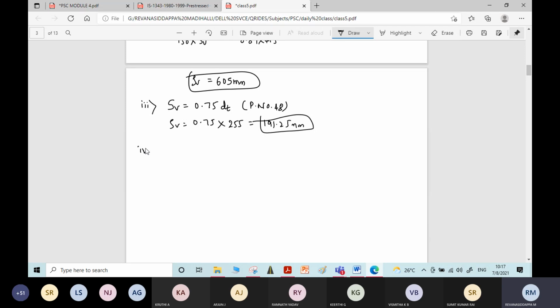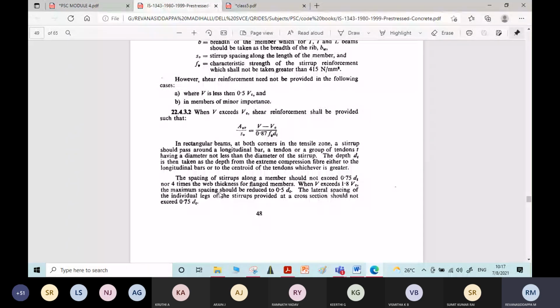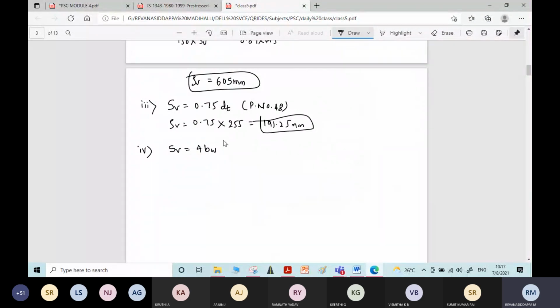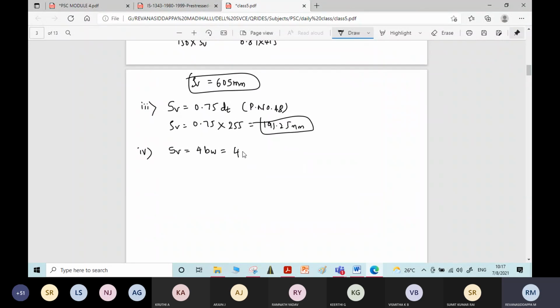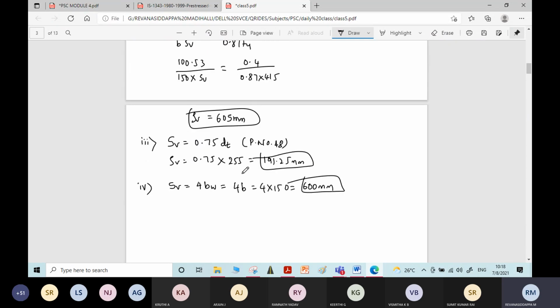And fourth calculation for spacing, SV is equal to, he said 4 times width of web in the theory on page number 48. Okay, 4 times the web thickness of flanged members, he said. But here we have the rectangular section, so width of rectangle we have to take, 4 into B. 4 into 150 is equal to 600 mm. Okay. Like this, we have to calculate the spacing by 4 different calculations.